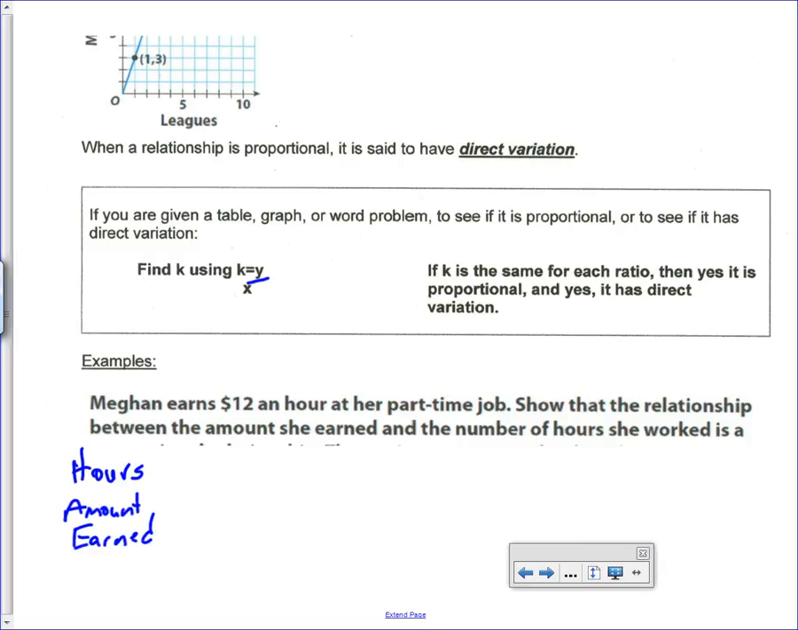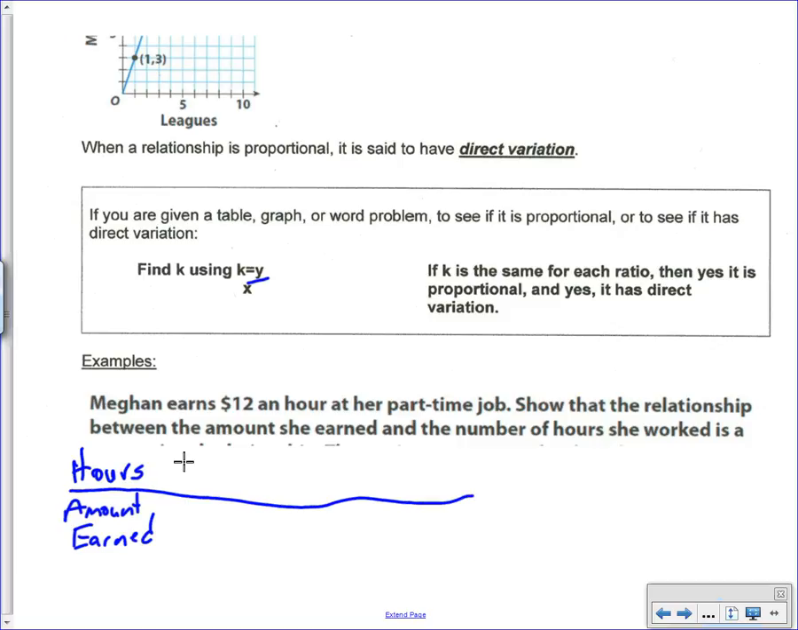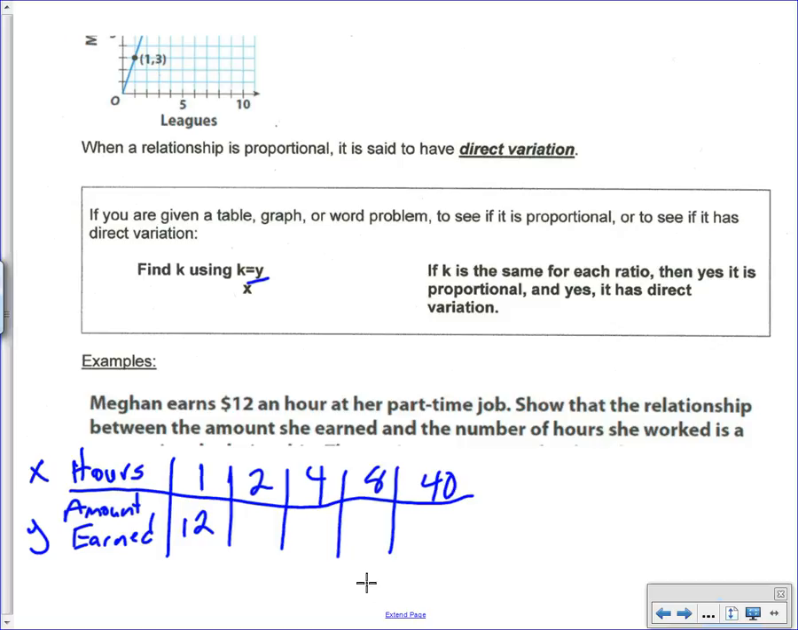Okay, you need to make sure you're making this table with me. I'll try to draw as straight as possible. It's going to be really crooked. All right, so this is our X on top. X is always on top. Y is always on bottom. Okay, so how many hours could we work? We could work 1 hour and get paid $12. What if we work 2 hours or 4 hours or maybe 8 hours? Okay, that's for like a day. And then what if we work 40 hours for the week?